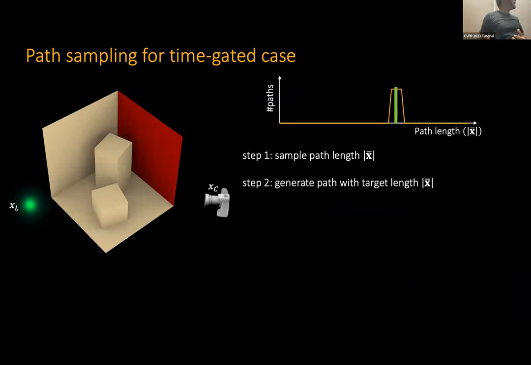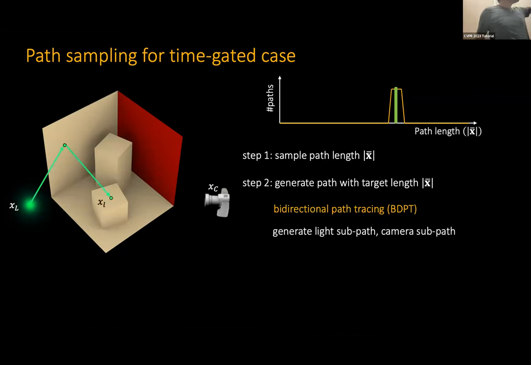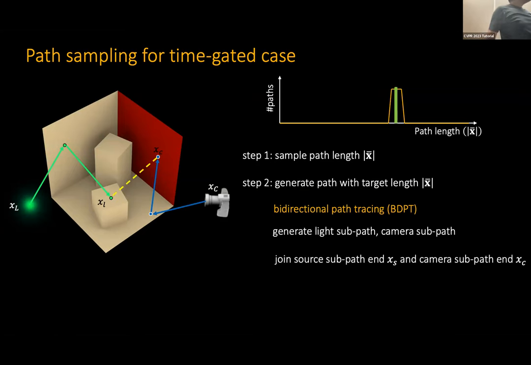That's all, right? So the starting point for my step two is the bidirectional path tracing that we were discussing. We generate a light subpath starting from the light source, and then we generate a camera subpath starting from the camera, doing a random walk. In the traditional one, we join the source subpath and the camera subpath ends, and that's the reason we had no control over the path length. So what we proposed was, instead of joining them directly, we'll join them via a connecting vertex, so that the position of this vertex gives us this additional control to control the path length, right?